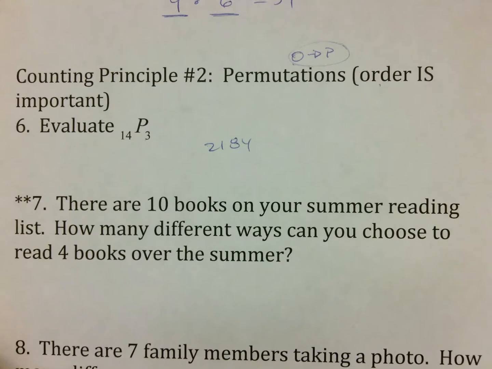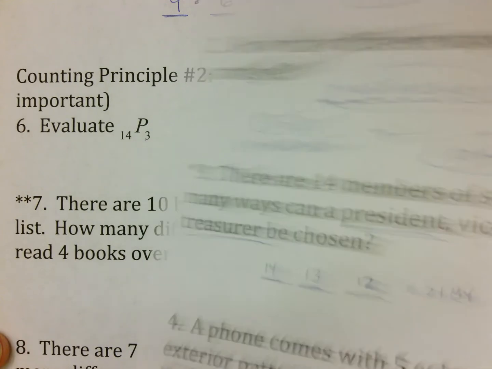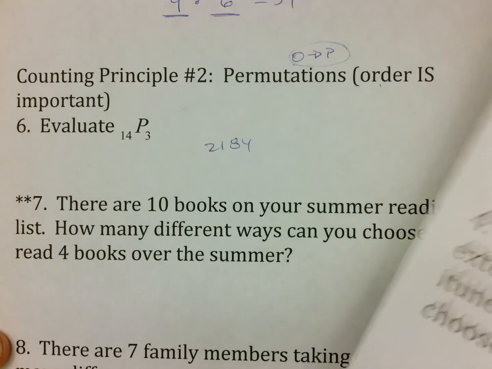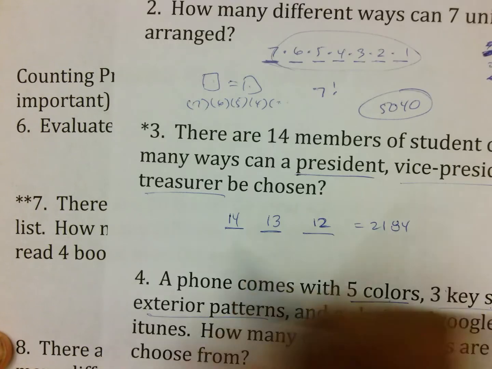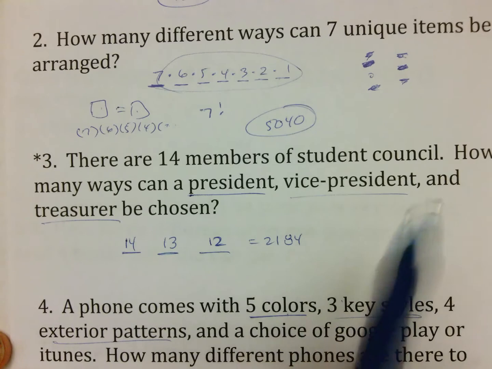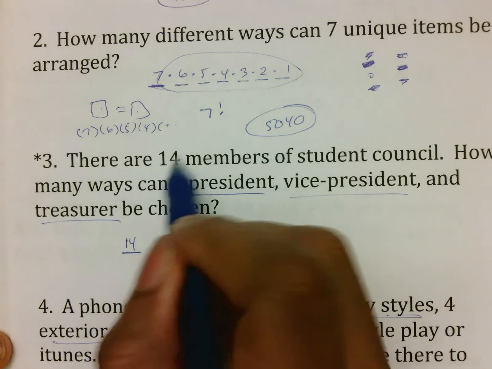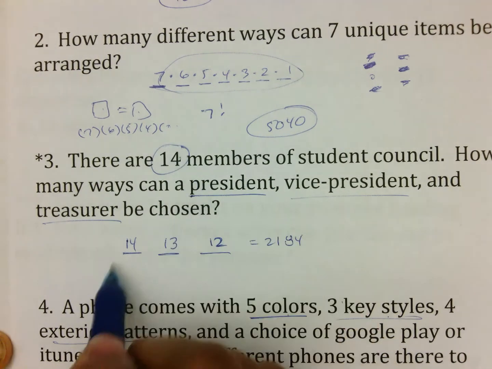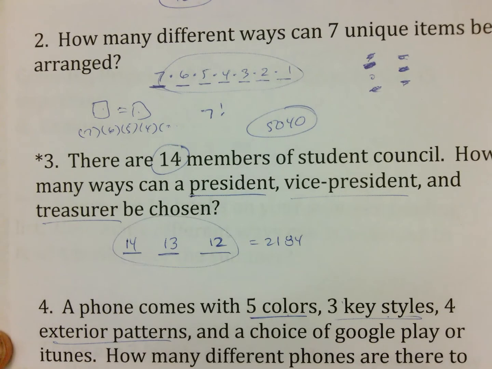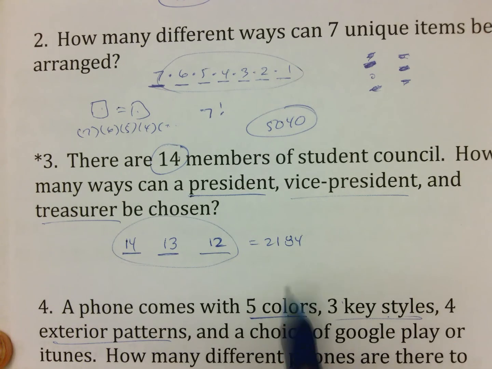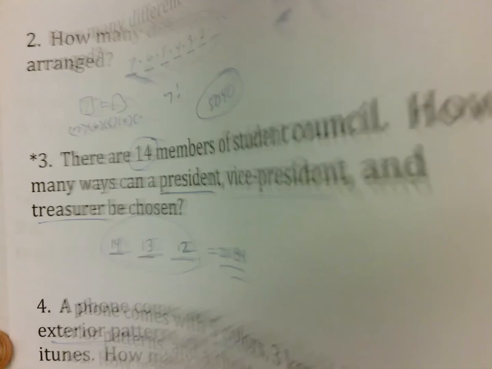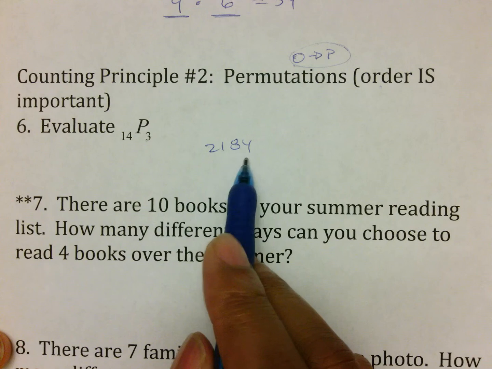Now take a moment and look back at number 3, which talks about 14 members of a student council. Think about the fact that you had 14 people to choose from, and you chose 3 people. That is how a permutation makes this easier. Notice how the answer is 2184 on this one.